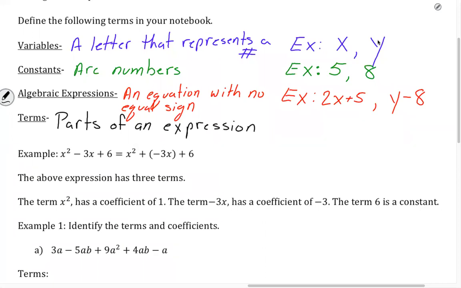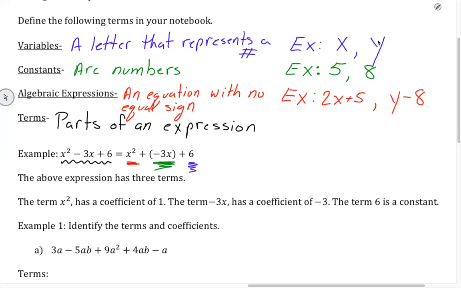All right, so it's easy enough. Down here we have an example, x squared minus 3x plus 6 equals x squared plus negative 3x plus 6. It's not saying an equation, it's an expression. What they're saying is this over here has 3 parts. This, this, and this.